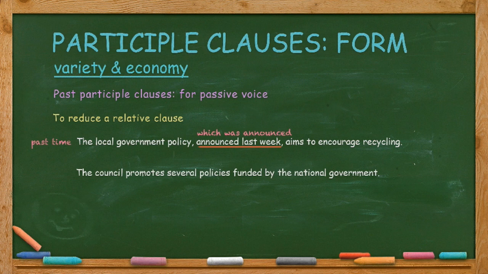And the second sentence: the council promotes several policies funded by the national government. This participle clause is a reduction of the relative clause that are funded by the national government. And the time idea here is present time. So remember, past participle clauses are for passive voice. We've seen here two examples, one for past time and one for present time.